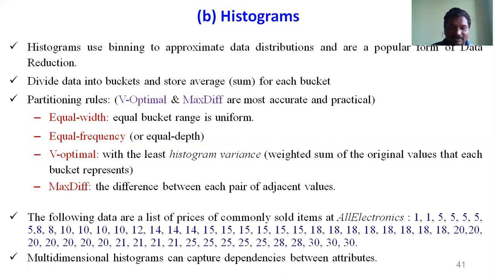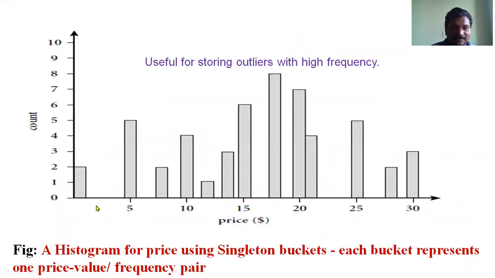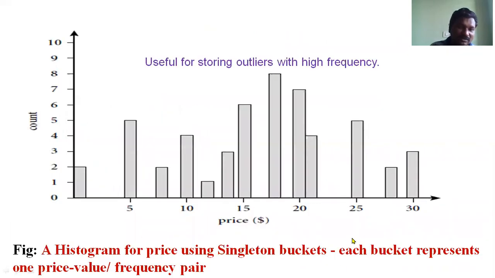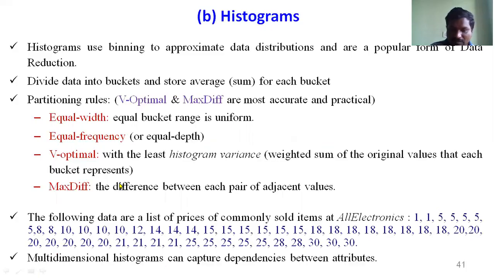Here is the representation: the count value, with buckets 0 to 5, 5 to 10, 10 to 15, 15 to 20, and 20 to 30. The x axis represents the price value and the y axis represents the count. That means how many times each value occurred. For 5, the value 5 occurred 5 times.